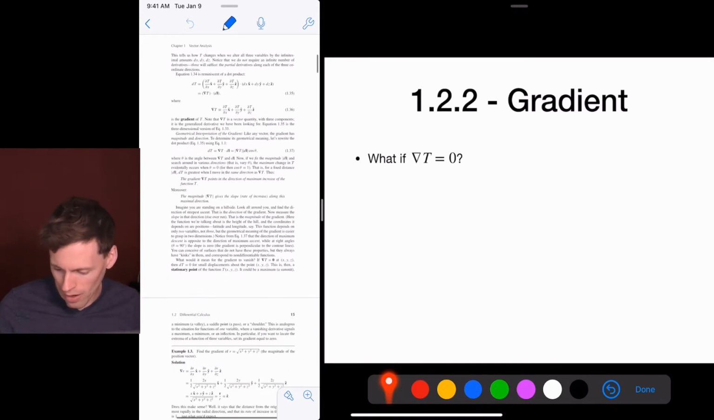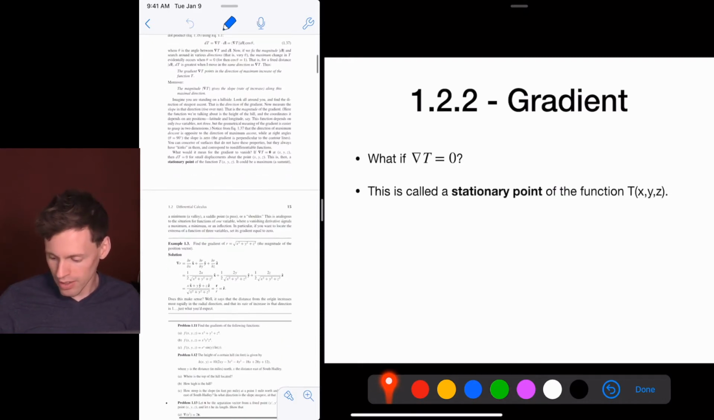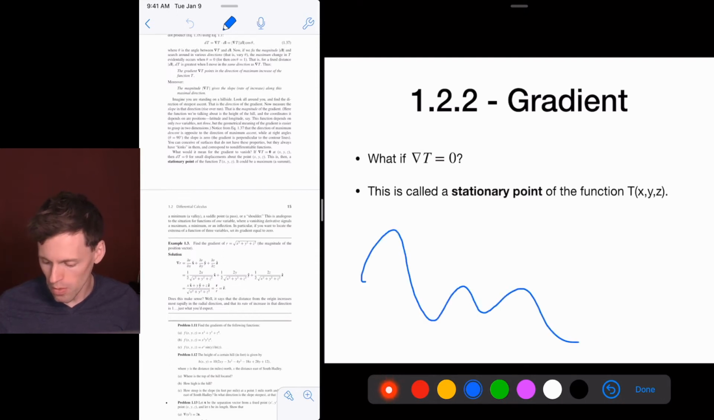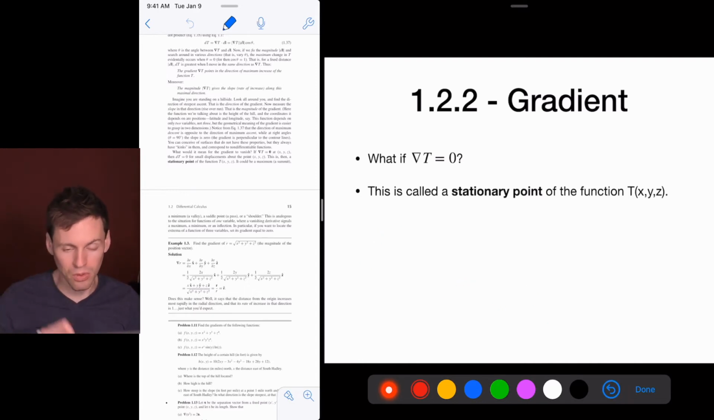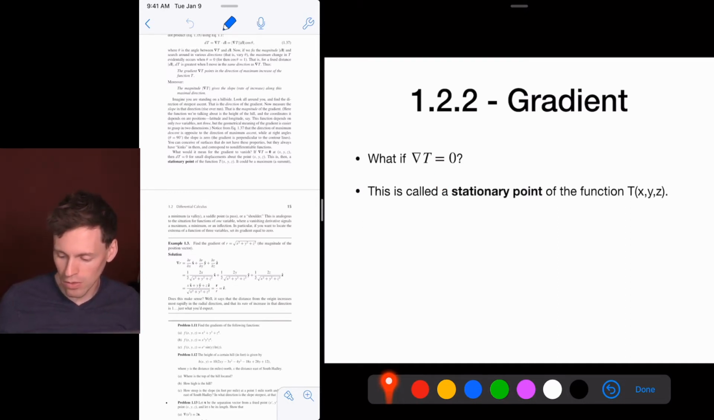Okay, so what if del T is equal to 0? This is called a stationary point. This is the same thing as in one dimension: if the derivative of a function is 0 at this point, that point, this point, right? The derivative of the function is 0 there, for example at an inflection point. So it's the same thing as if the gradient is 0. Now you're talking about a three-dimensional function. If the gradient is 0, or if the three-dimensional derivative of the scalar function is 0, then that's called a stationary point of the function.